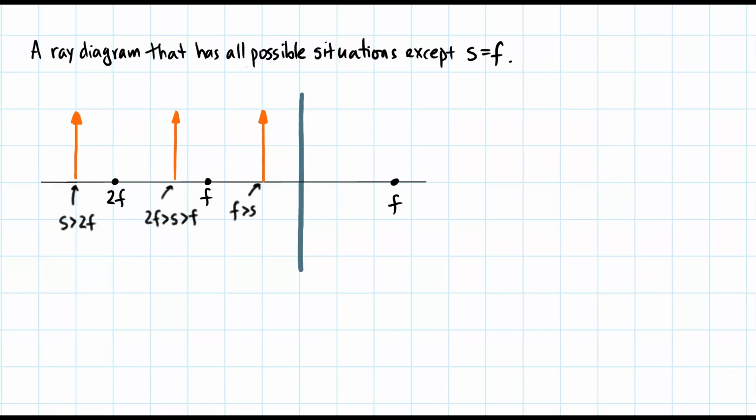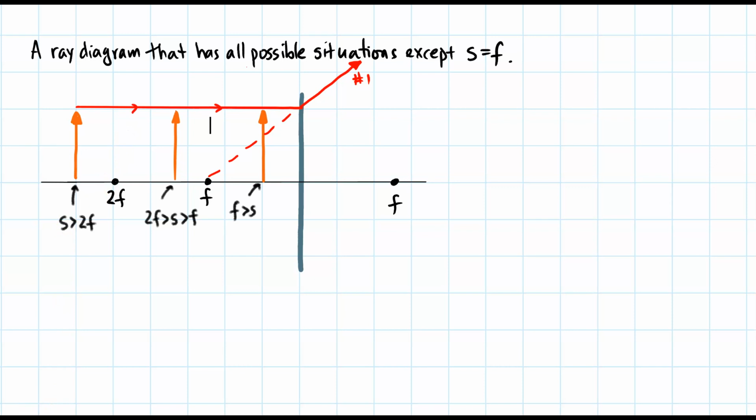In summary, a ray diagram for all possible situations for a diverging lens, except for the point S equals F, I'm going to look at 3 locations. S outside of 2F, S between 2F and F, and then inside. Ray number 1 never changes. Let's draw that. We see that the ray is the same for all 3.